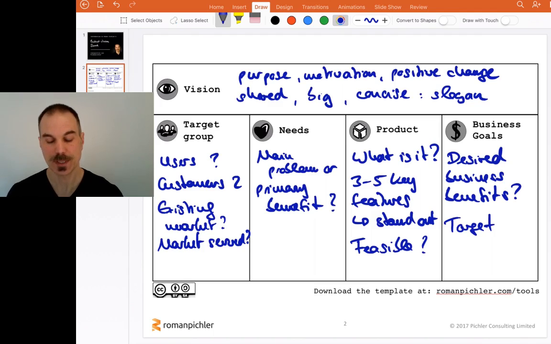So that was a quick introduction to the product vision boards. I hope it was useful to you.